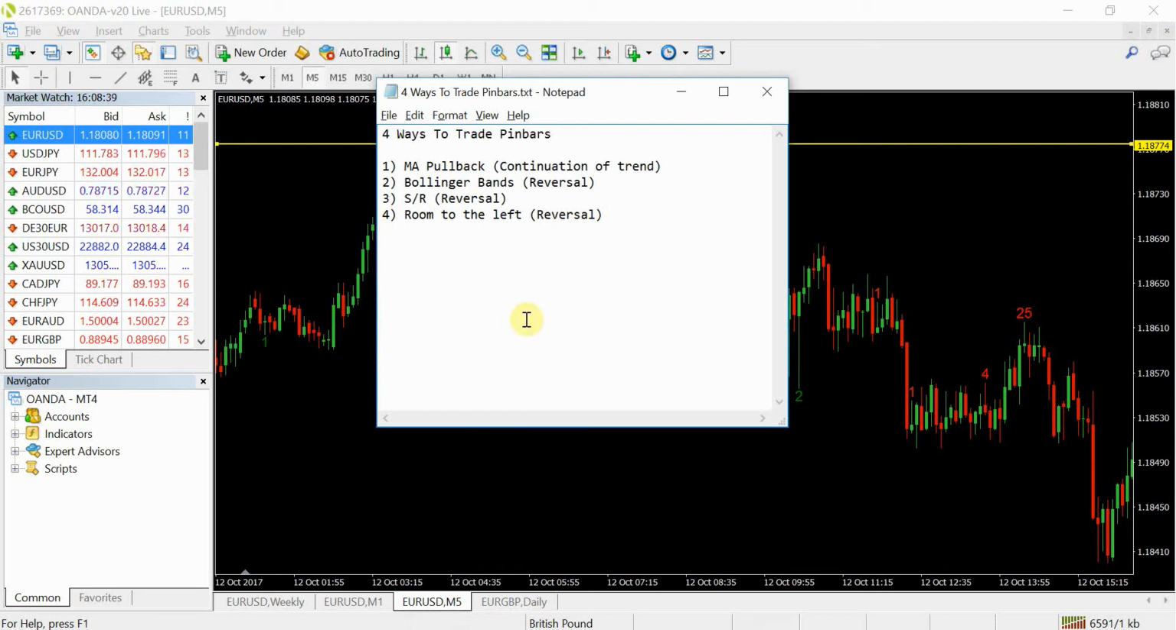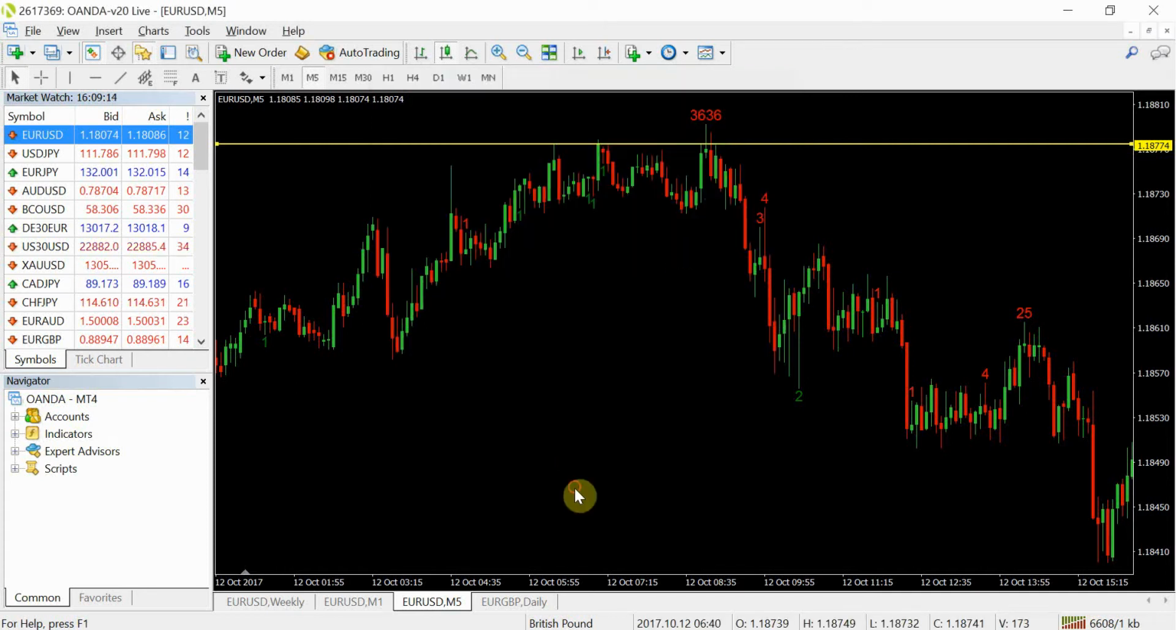And then lastly is room to the left. In my previous videos, when I explain in more detail about the indicator, I talk about the rules that I use, and the term room to the left comes from a trader called Walter Peters in his book called Naked Forex. What he talks about here is where price is at a rejection level, how much room to the left is there? So if we take this example here, like I said before, price has not been there until 3,636 bars ago, times by 5 minutes, however long that is.